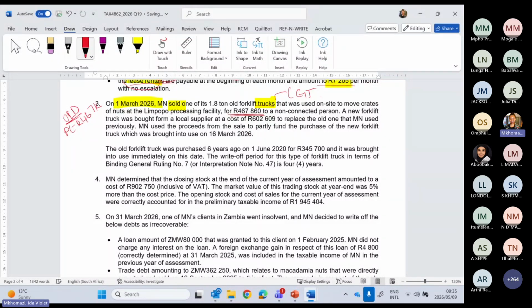They sold their old truck and decided to buy a new truck from a local supplier at a cost of 600,000 to replace the old one that MN had used previously. So here we have a situation where the company decided to dispose of their old truck and replace it with a new one. So the question for you guys is, which section or which paragraph will come to mind when a taxpayer voluntarily replaces an old asset with a new one?